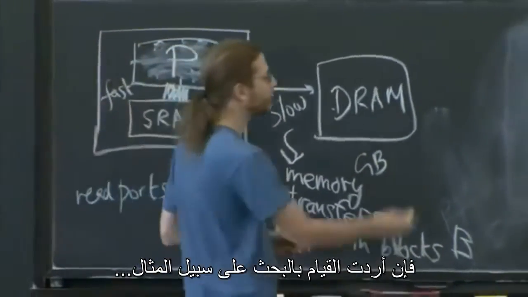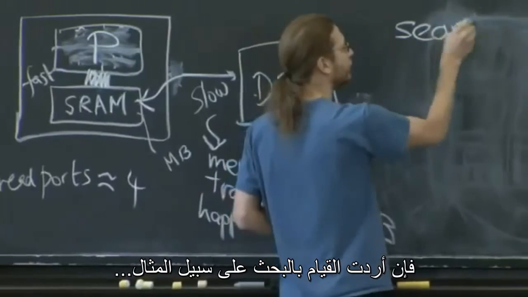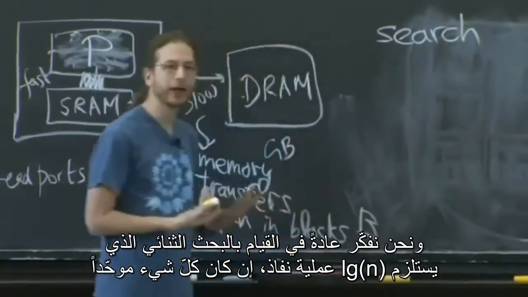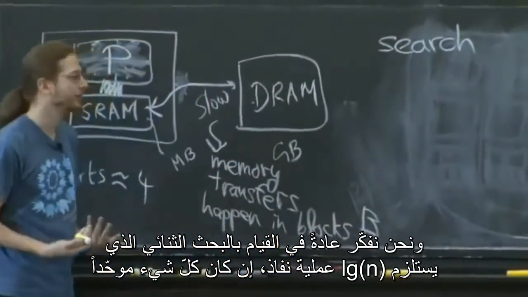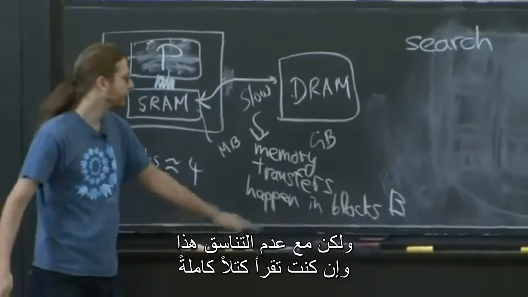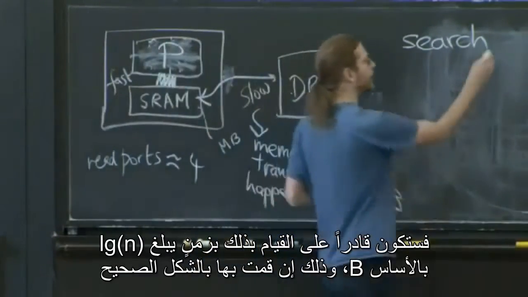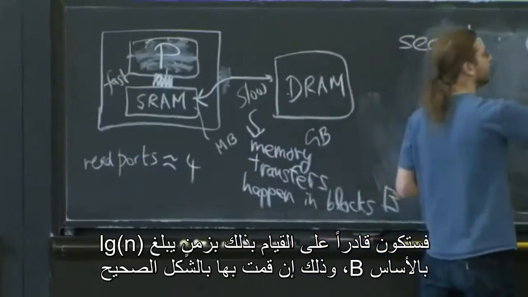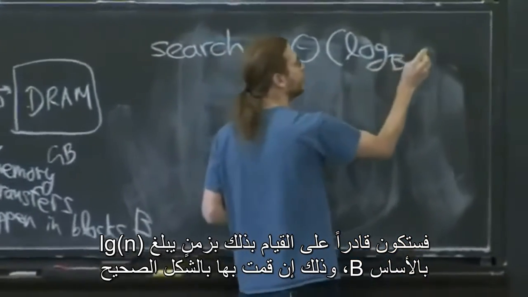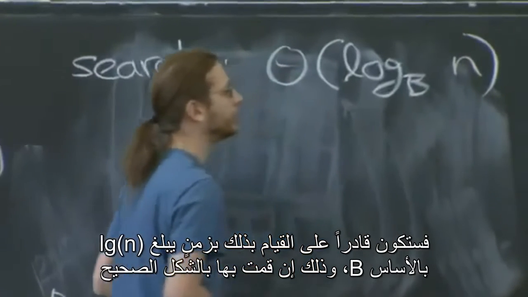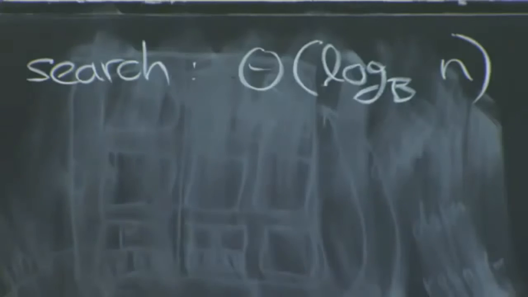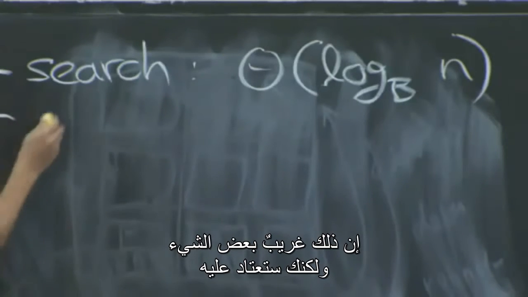For example, if you want to do search, normally we think of doing binary search. That takes log n accesses if everything is uniform. But with this asymmetry, and if you're reading in entire blocks, if you do it right, you can do it in log base B of n instead of log base 2. This is counting memory transfers, not computation. Computation here is free. It's a little weird, but you get used to it.